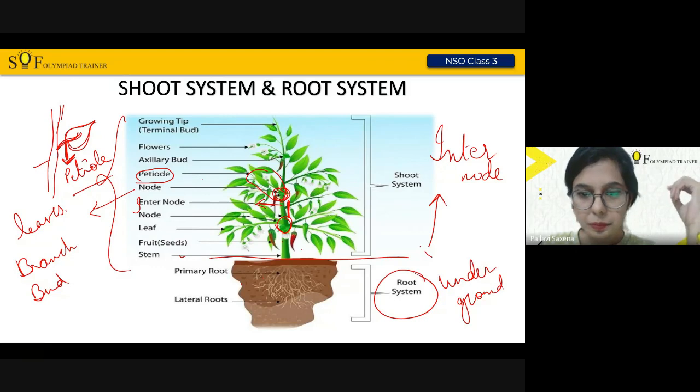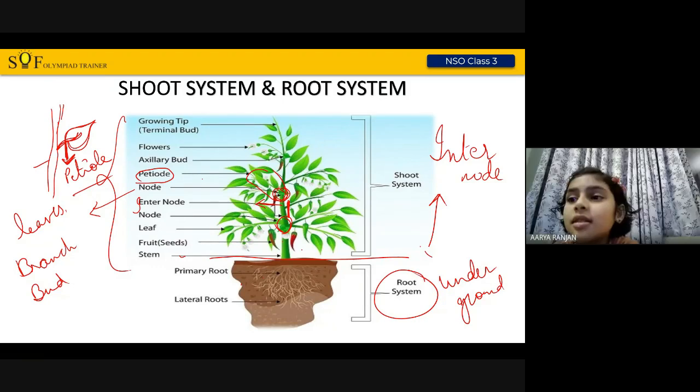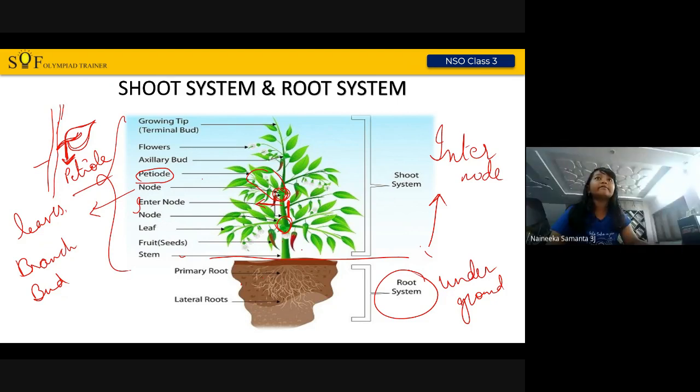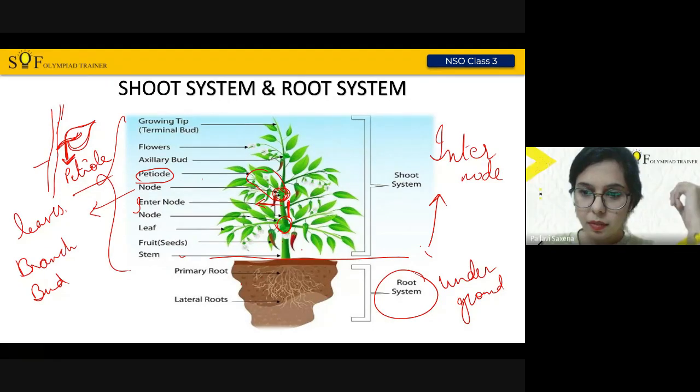Yes, Arya? Branch. No, not exactly a branch, because a branch will have many leaves present on it, no? Yes or no? A branch will have many leaves. Yes, Nanika? The center line in the leaf is called petiole. Okay, any other, can you modify it? Yes, Animesh?